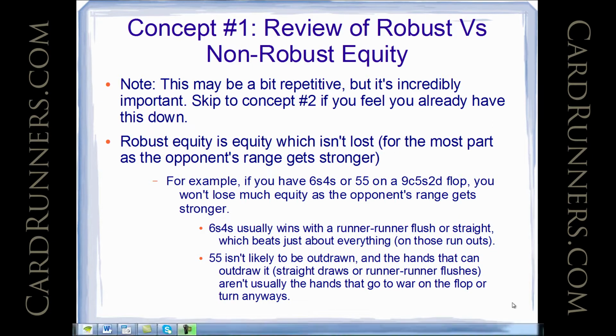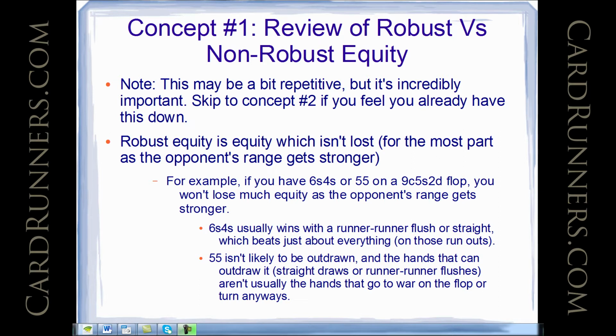So one more time, what does robust equity mean? It means it's equity which is not going to be lost as the opponent's range gets stronger. It can be a value betting hand or a bluffing hand. Both types of hands can have robust equity. Here, our bluffing hand, 6-4 of spades. If that hand's going to win at showdown, it's probably going to win with a flush or a straight. And flushes and straights can beat strong hands in the opponent's range, which is why we consider that robust equity.